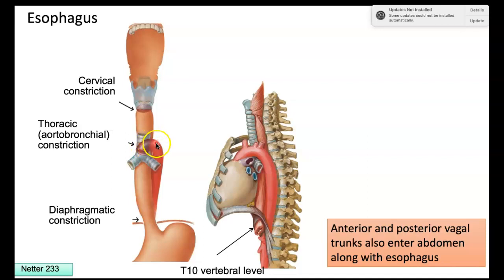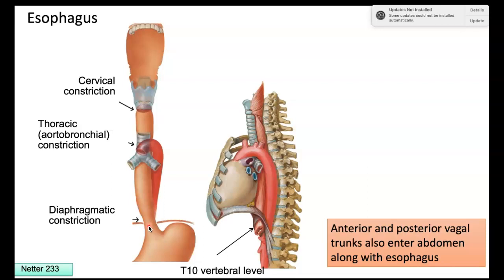In fact, there are 2 constrictions here. One constriction is caused by the arch of the aorta on the esophagus, and the second one is by the left principal bronchus on the esophagus. And then the last constriction is at the entrance of the esophagus into the abdomen from the thorax, as the esophagus travels through the diaphragm. We call it the diaphragmatic constriction.